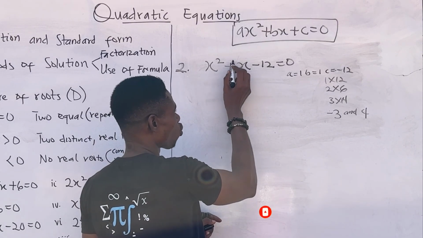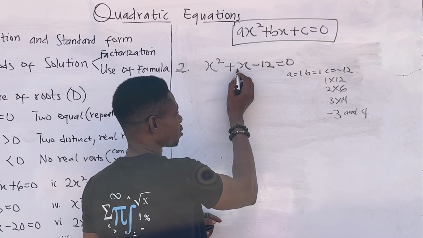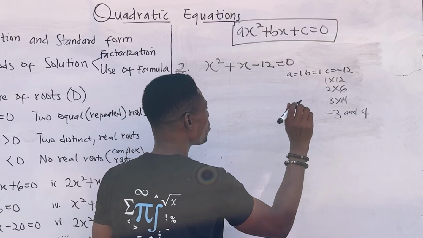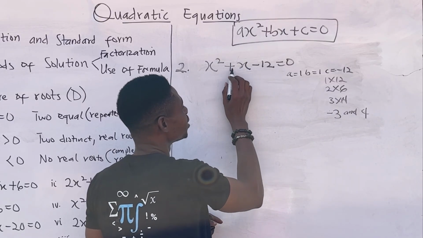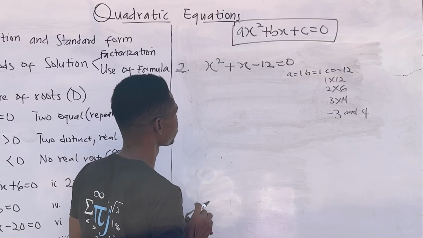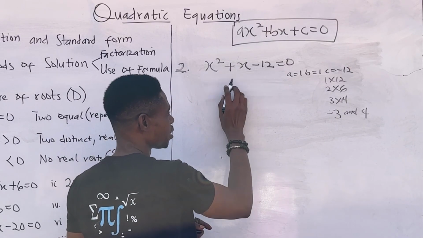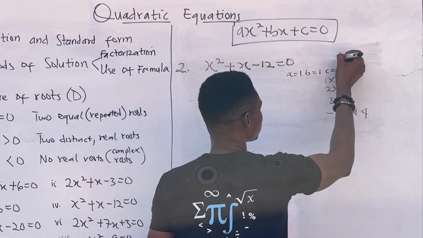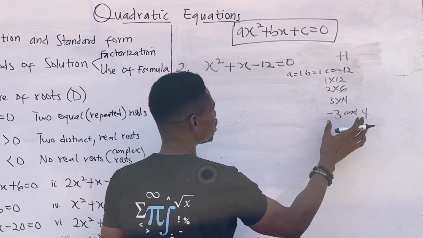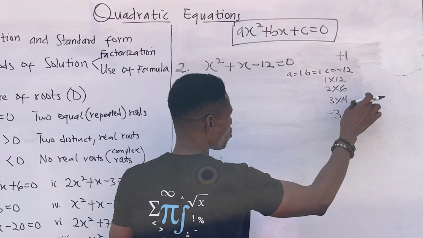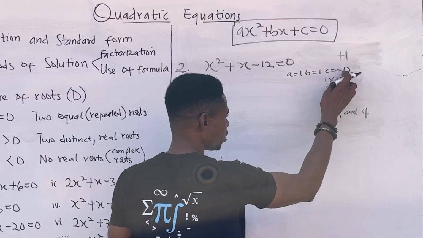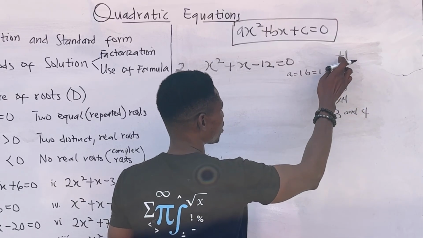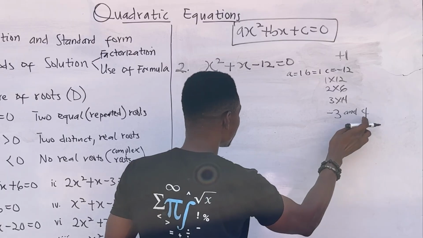Because we need a plus 1, for these two factors, you give the bigger one the sign of b. So b is plus 1. You check the two factors. Which one is bigger? 4. You give that 4 plus because b is positive. So you give that sign of positive to the bigger one.